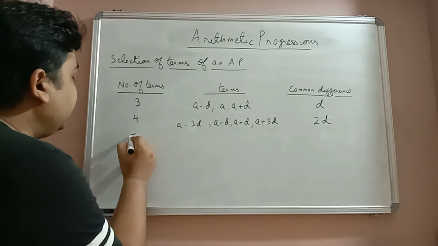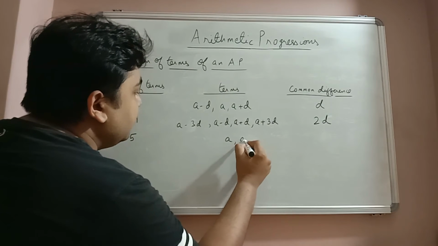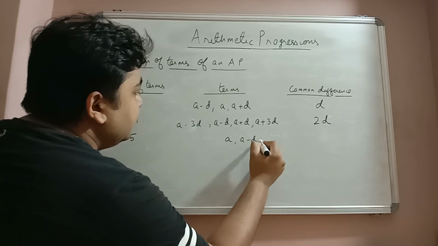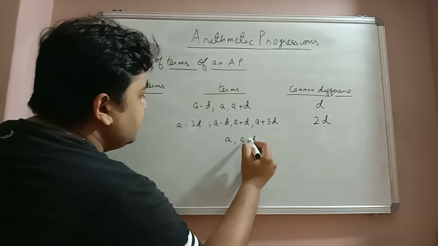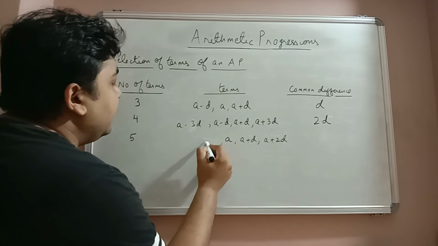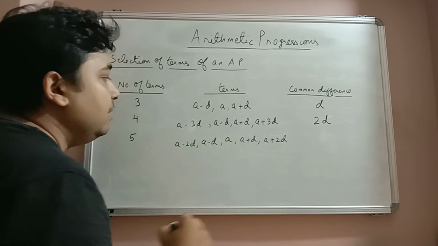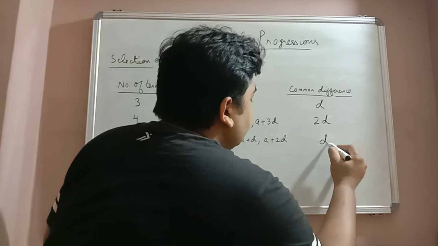Now in case of 5 terms, again we have to take a as the middle term. It will be followed by a plus d and a plus 2d with the common difference d, and on the other side a minus d and a minus 2d. So here again we have to take common difference of d.